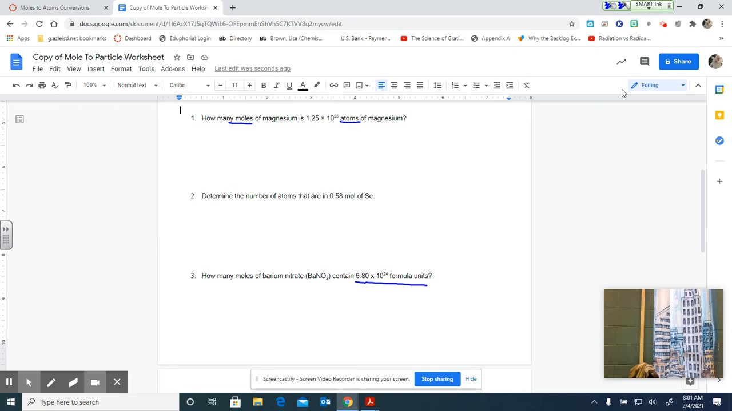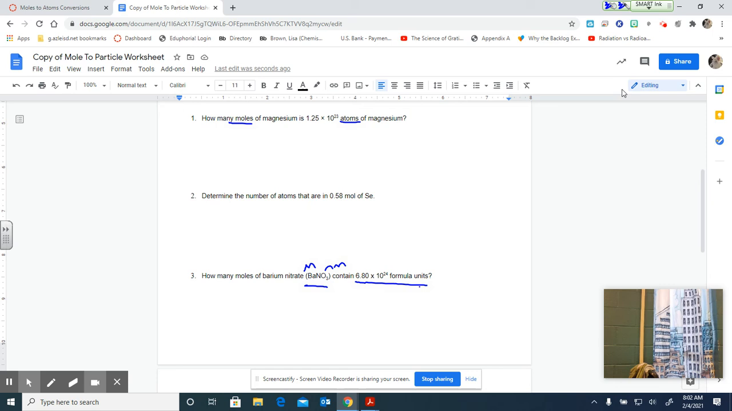6.80 times 10 to the 24th formula units. So this is a formula unit because this is barium nitrate. Remember, barium is a metal, and nitrogen and oxygen are both non-metals. So this is an ionic compound, making it formula units instead of atoms.